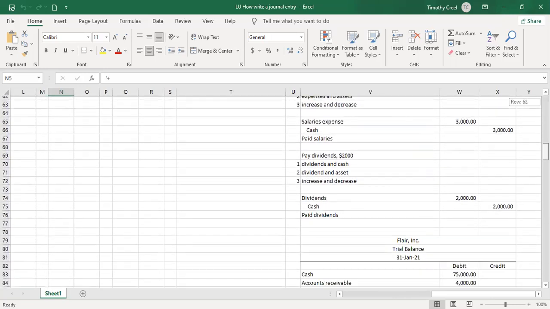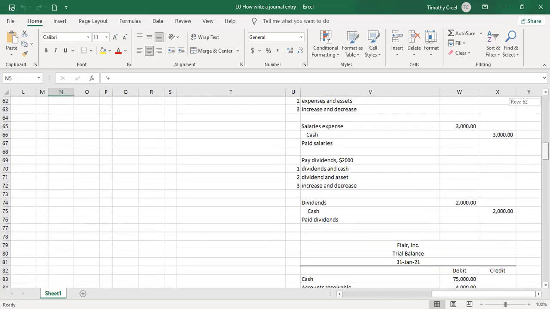And let's go ahead and do one more. In this case right here, if you were to pay dividends of $2,000, we'd again ask ourselves the question, what accounts are involved? And it would be dividends and cash. Remember, dividends, you're sharing some of your profits with your stockholders, which means you are going to give them cash. Where do they belong in the accounting equation? Dividends and assets. Are we increasing or decreasing these accounts?